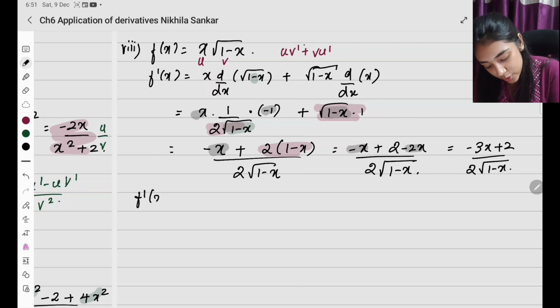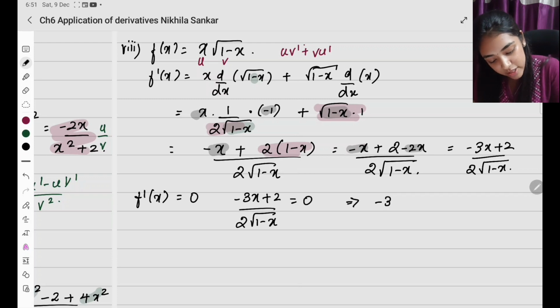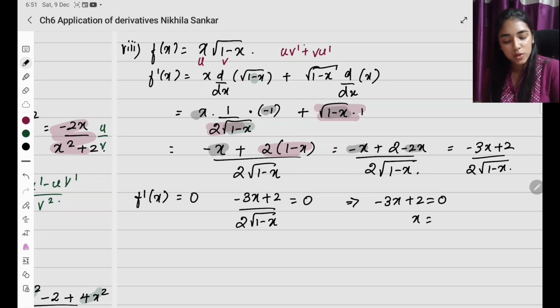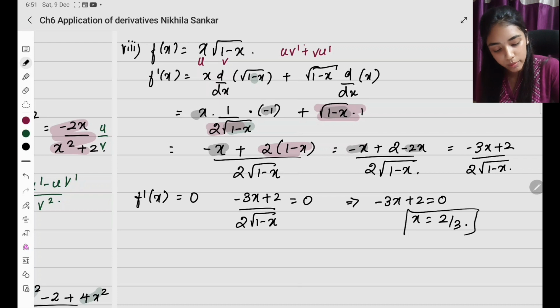Now I have to equate f dash of x to 0. So I have (-3x + 2) divided by 2 root of (1 - x) equals 0. From this I have -3x + 2 = 0. So -3x = -2, and x is equal to 2 divided by 3. Okay, so I found out what my critical point is.